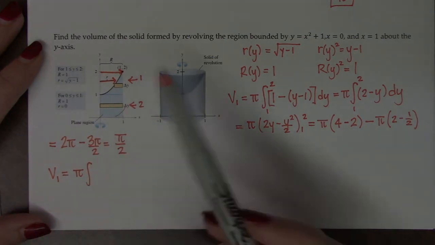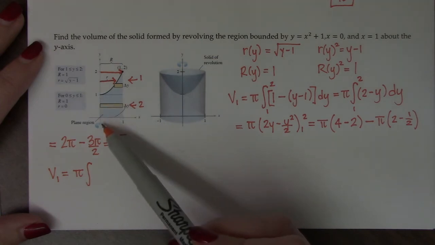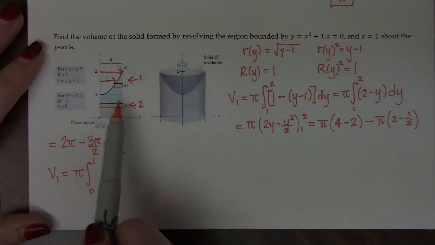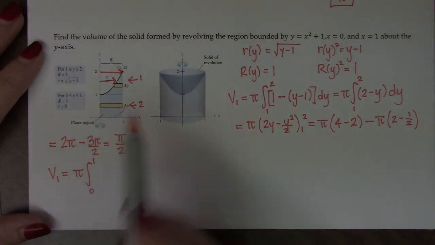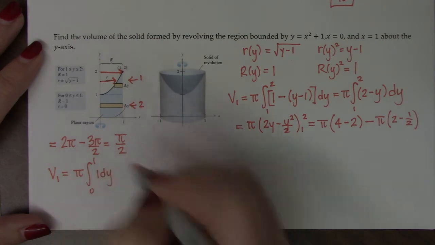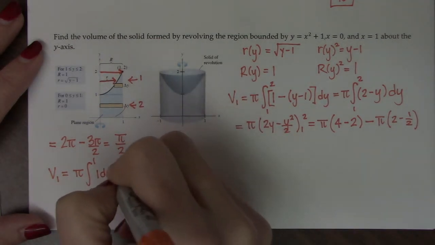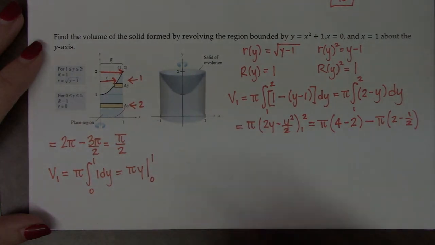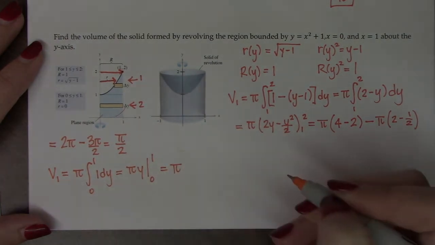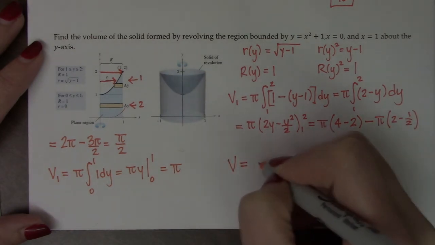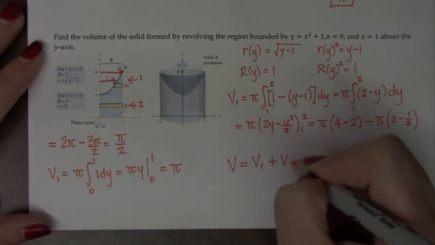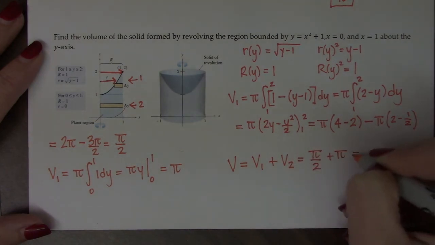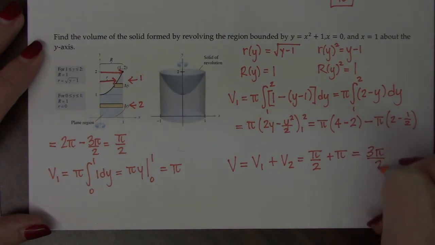So the bounds for the second region, well, we just read everywhere below this line, so that's 0 to 1. And the radii is just one radius, and that's just the constant 1. It's 1 everywhere. So we're just going to integrate 1 with respect to y. So that's pi y from 0 to 1, and this works out to be pi. So the total volume of this object, right, is V1 plus V2, so pi over 2 plus pi, which is 3 pi over 2.